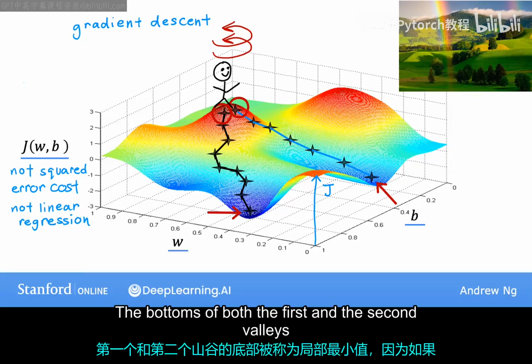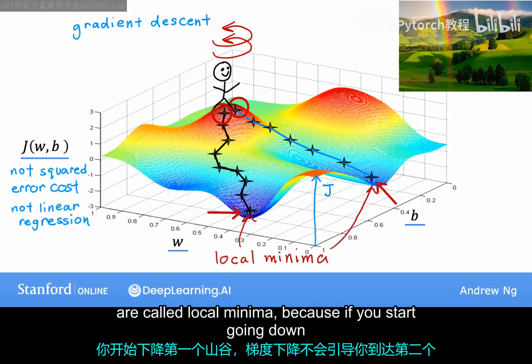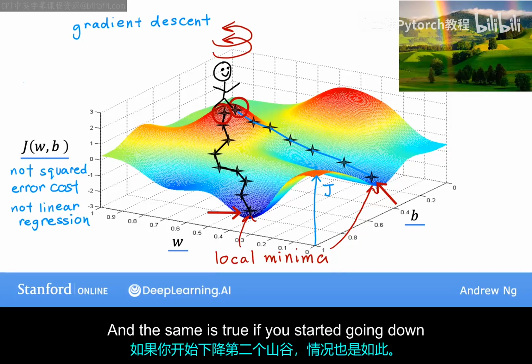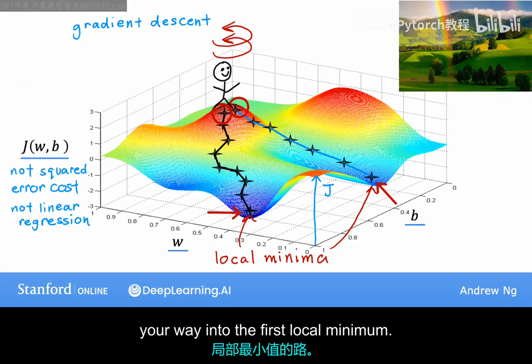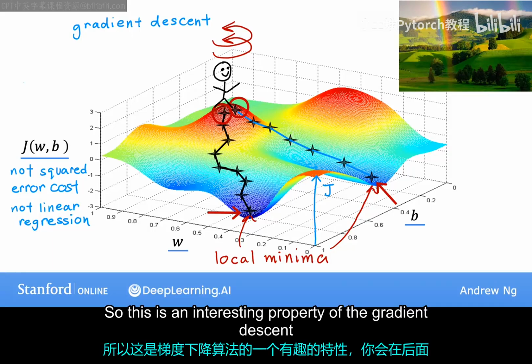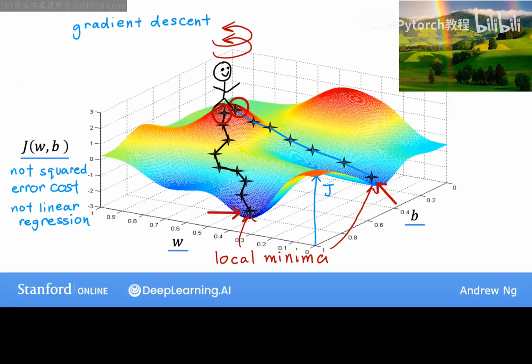The bottoms of both the first and the second valleys are called local minima, because if you start going down the first valley, gradient descent won't lead you to the second valley, and the same is true if you started going down the second valley. You would stay in that second minimum and not find your way into the first local minimum. So this is an interesting property of the gradient descent algorithm, and you'll see more about this later.